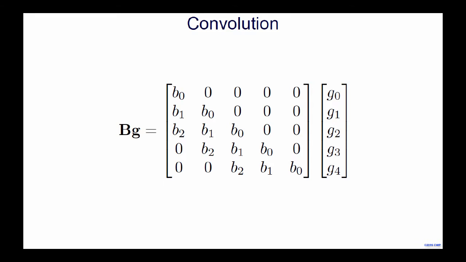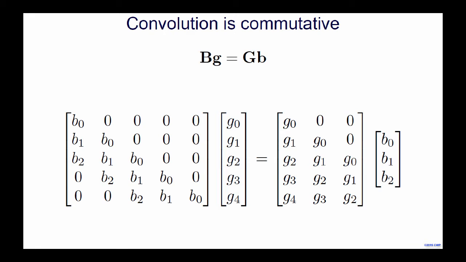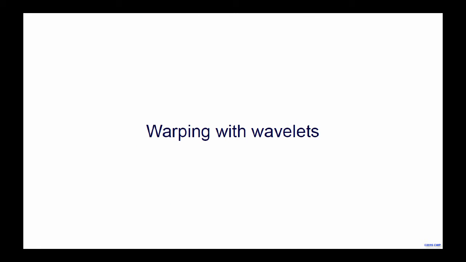We could also write this convolution as the matrix G times the vector B, where the matrix G contains time-delayed versions of the vector G. Now because convolution is commutative, these two equations are equal. So the matrix B times the vector G is equal to the matrix G times the vector B. I bring this up because I'm going to be using this property quite frequently in the rest of the presentation. So now, what is warping with wavelets?